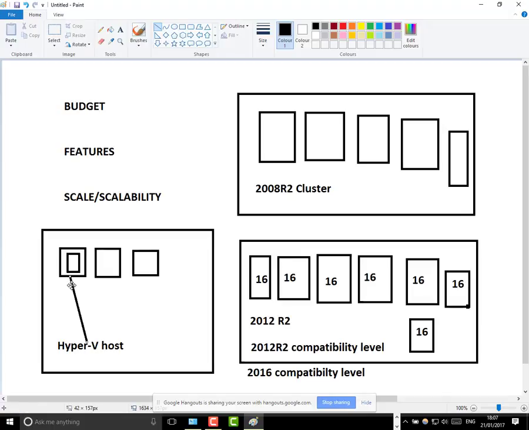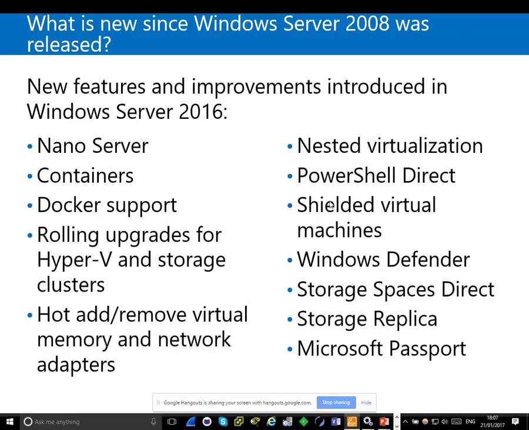This is something that is new in Server 2016, where you can directly, without any network configuration on this virtual machine, connect to it using PowerShell remoting. So that's what this one is.